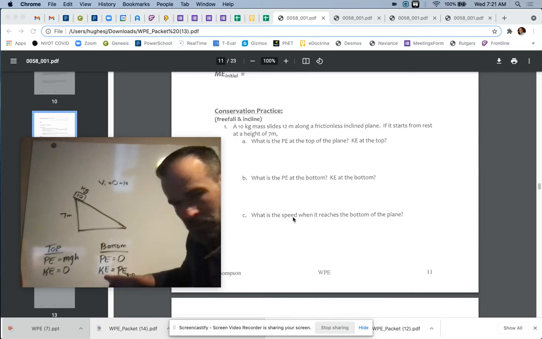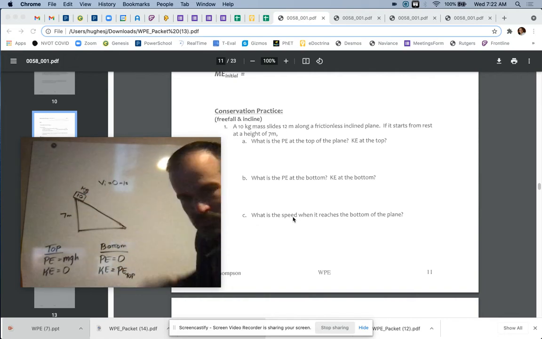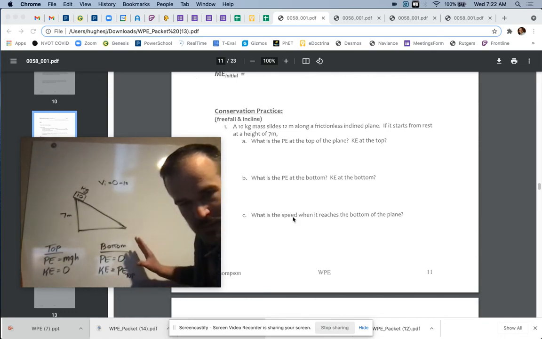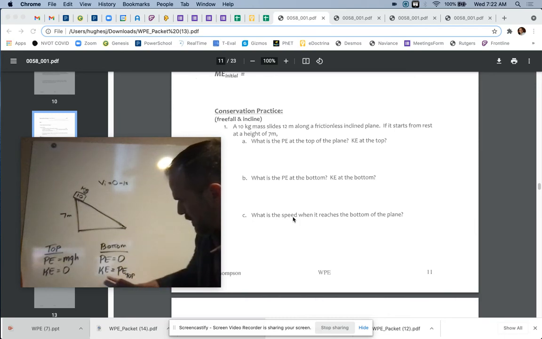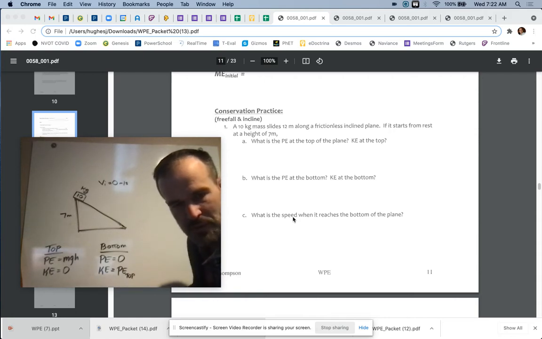And KE is 1/2 mv squared, but the way we would figure out how fast it's going and what that KE would be, because we can't calculate it with the final velocity, we don't know that. So the key is at the bottom, the kinetic energy is going to be whatever it had in the form of potential at the top. This is the idea of conservation of energy.